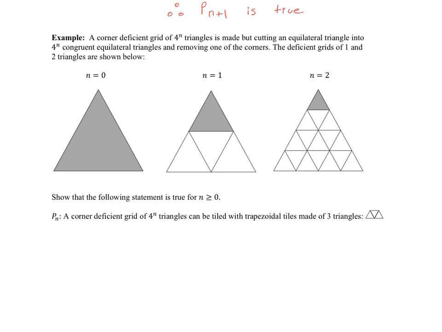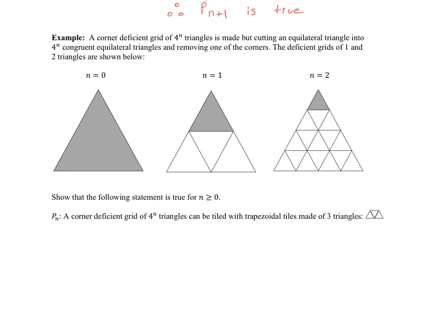Each of the triangles has 4 to the power n subtriangles. So this one has 4 to the power 0 subtriangles. There's just one of them. This one has 4 to the power 1 subtriangles. There's 1, 2, 3, 4. And if we break up the third case, there is 4 to the power 2 subtriangles. There would be 16 of these subtriangles in there.